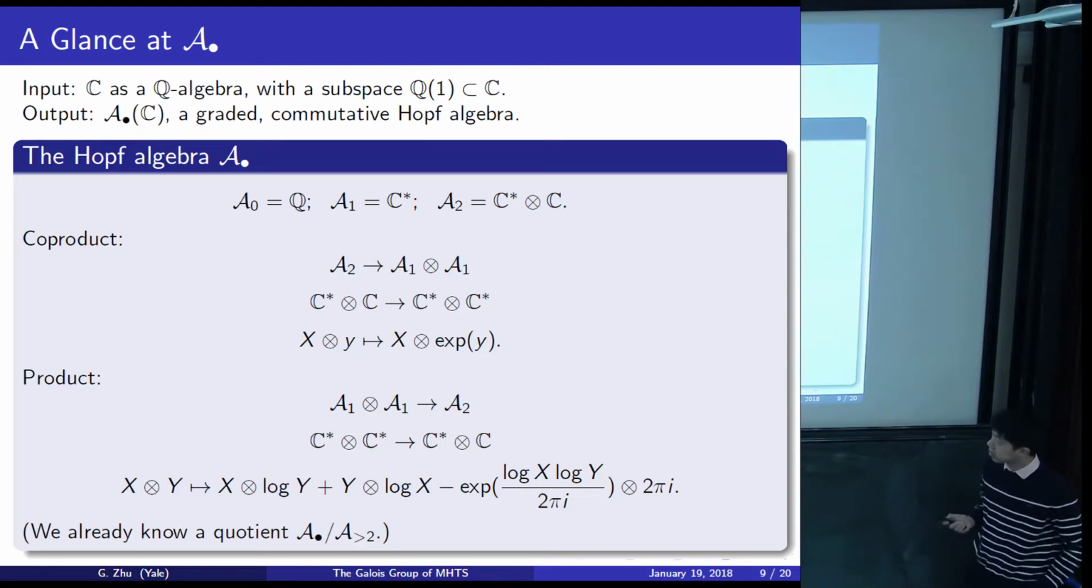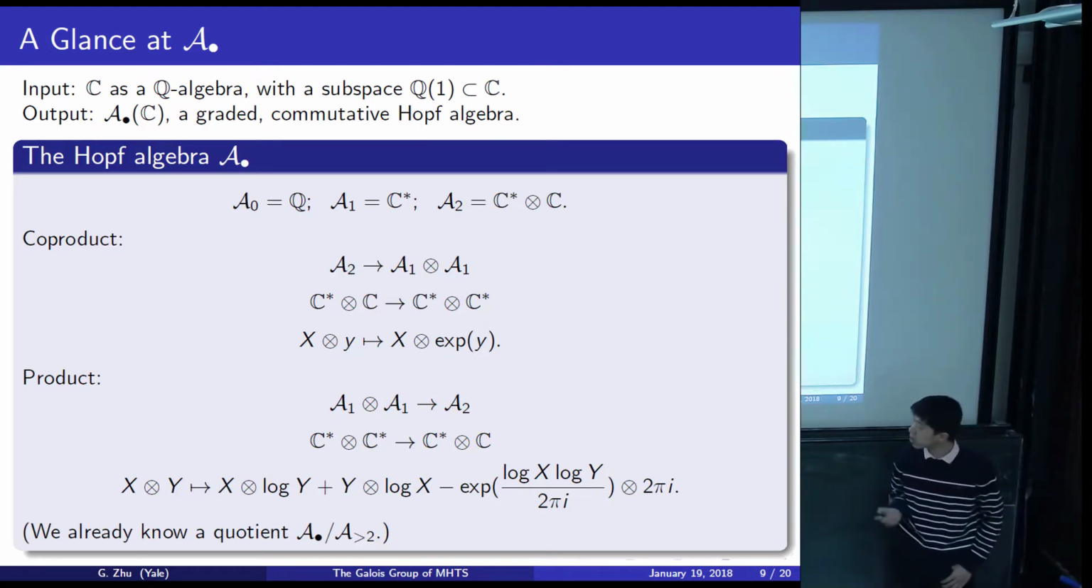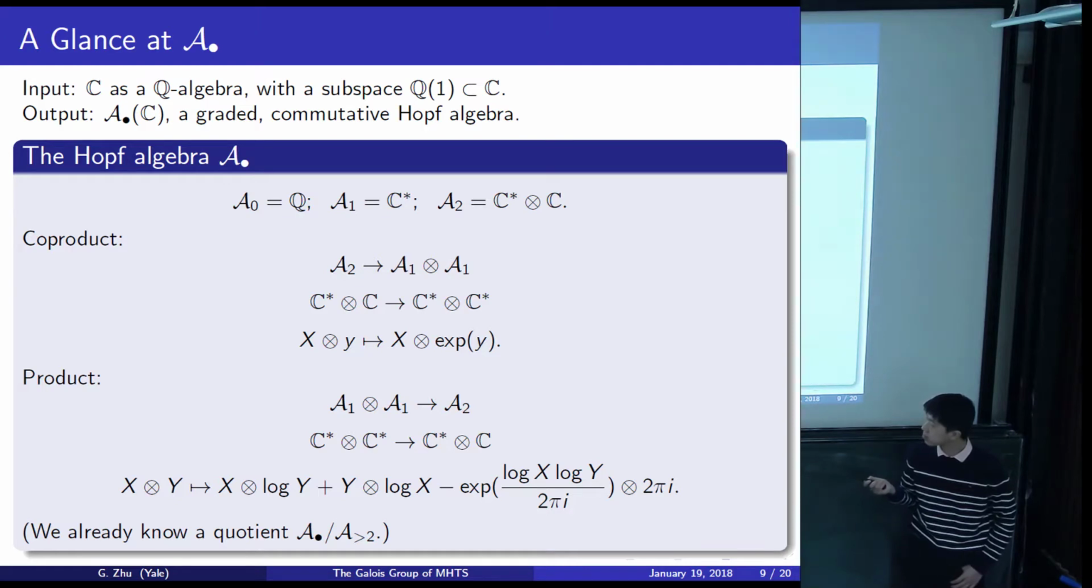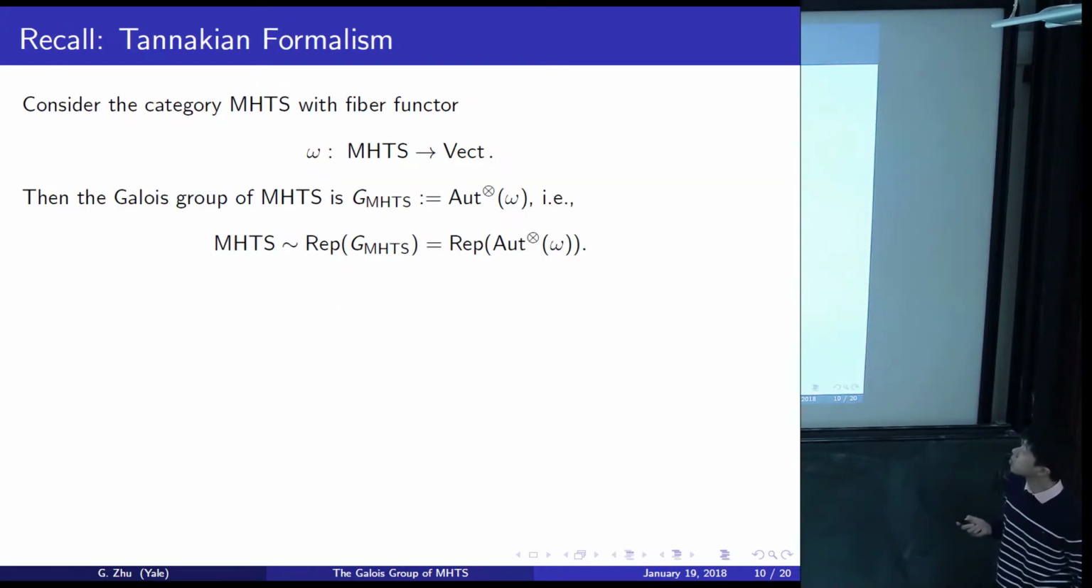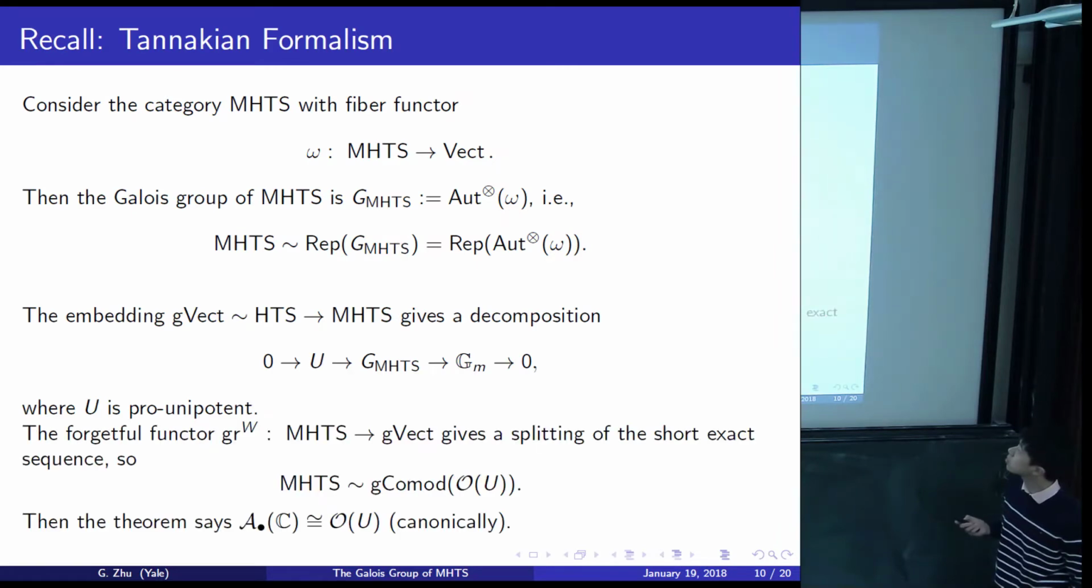Okay. In fact, till now, we already know a quotient of this Hopf algebra A, the quotient by the part of weight greater than 2. Okay, let's have a glance at the Hopf algebra. Now, why are they useful.